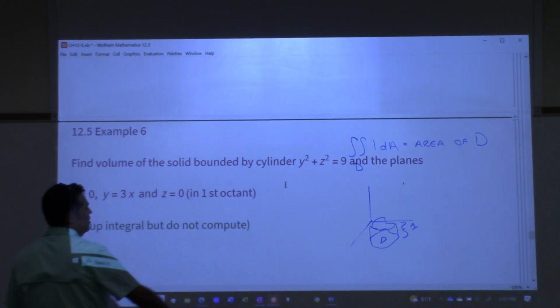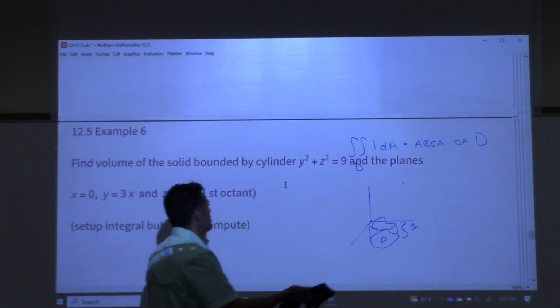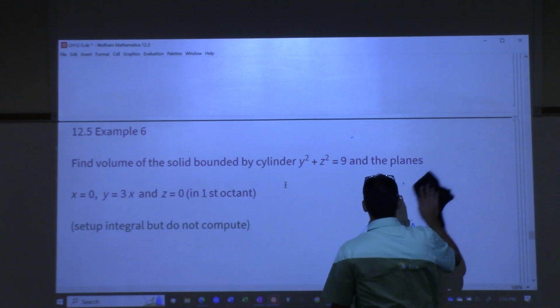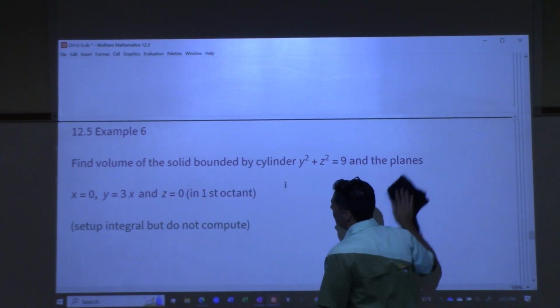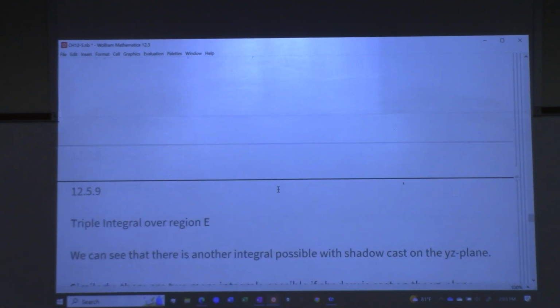Last example, we're done with this section. Find the volume of the solid bounded by the cylinder y squared plus z squared equals 9, in the planes. Wait a minute, is this the same problem? Is this the same problem I just gave you? Yeah, no. Look at the problem we just did.